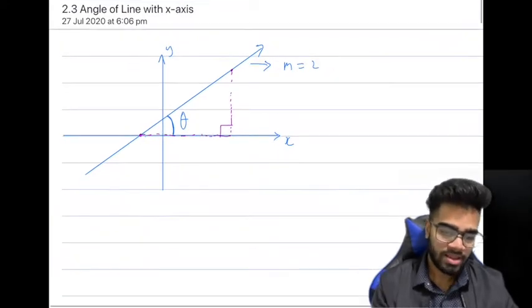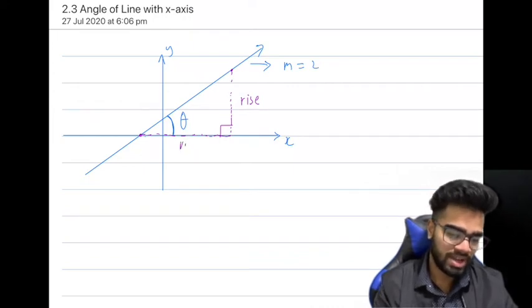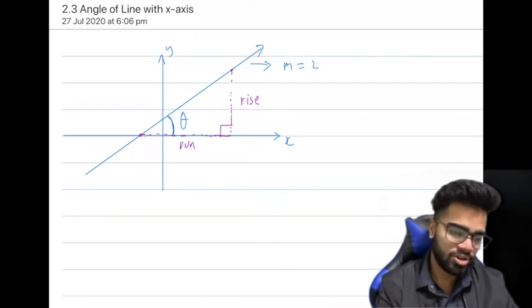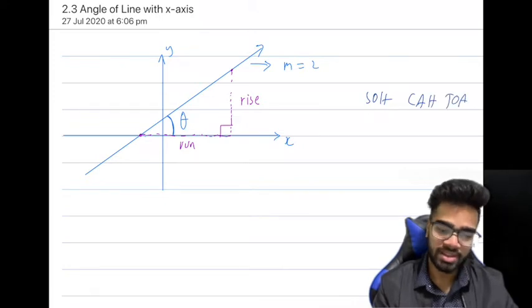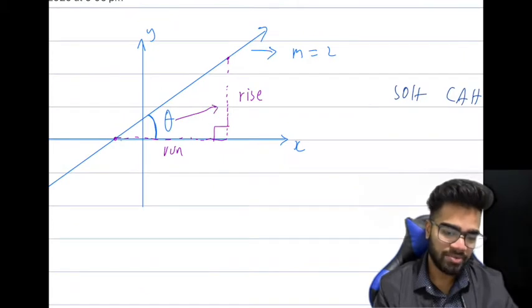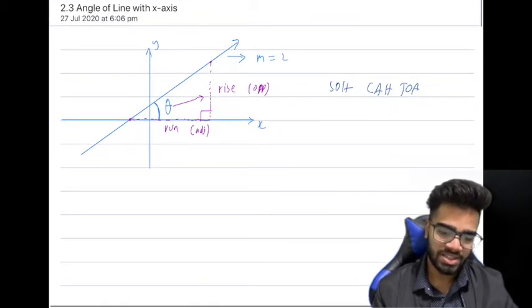Well, last lesson we learned that this triangle has two properties, the rise and the run. Rise and run, right? If you remember trigonometry, we had SOH CAH TOA. Remember that? That was just a quick reminder of trigonometry. So from this angle, what sides do we have? We have the opposite side, and we have the adjacent side. So if you have opposite and adjacent, which ratio do we use?